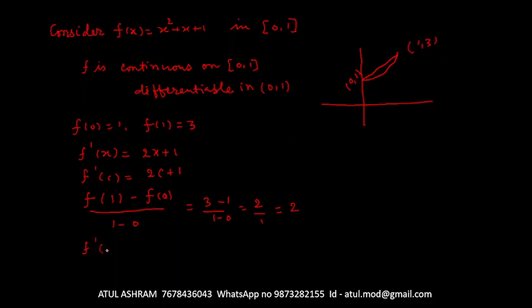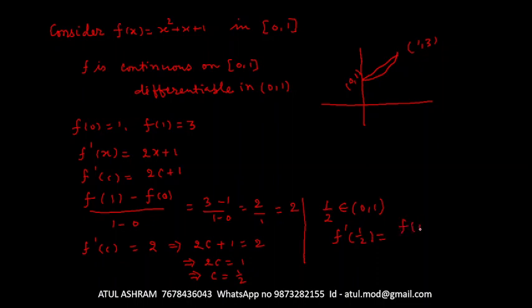Okay, if f'(c) is equal to 2, this implies 2c plus 1 is equal to 2. This implies 2c is equal to 1. This implies c is equal to 1 by 2. Where is this 1 by 2? This 1 by 2 is in open interval (0, 1). And f'(1/2) is nothing but (f(1) minus f(0)) divided by (1 minus 0). Both of these are how much? Both of these are 2.